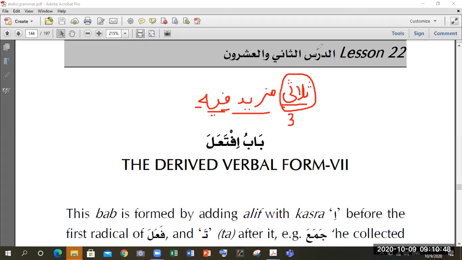We have been doing the examples of all three types. So this is Mazid Fihi Abwab. These are called Abwab. Abwab is the plural of Bab. Every week we are studying a Bab. Bab is singular, Abwab is plural. So we are studying Abwab of Sulasi Mazid Fihi.